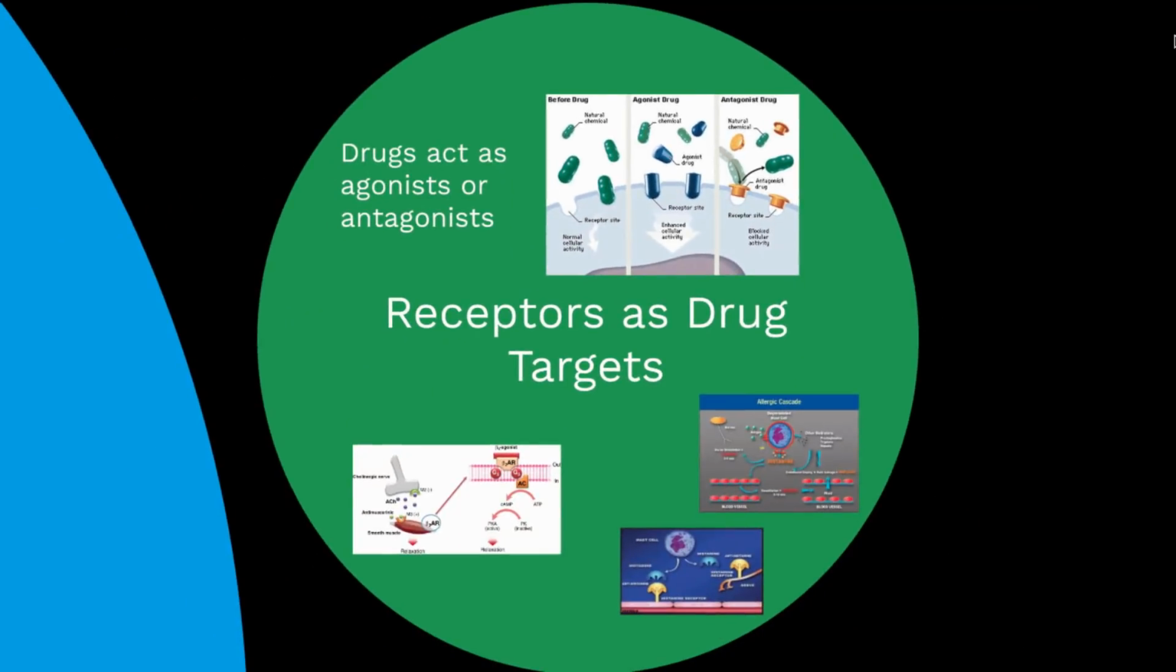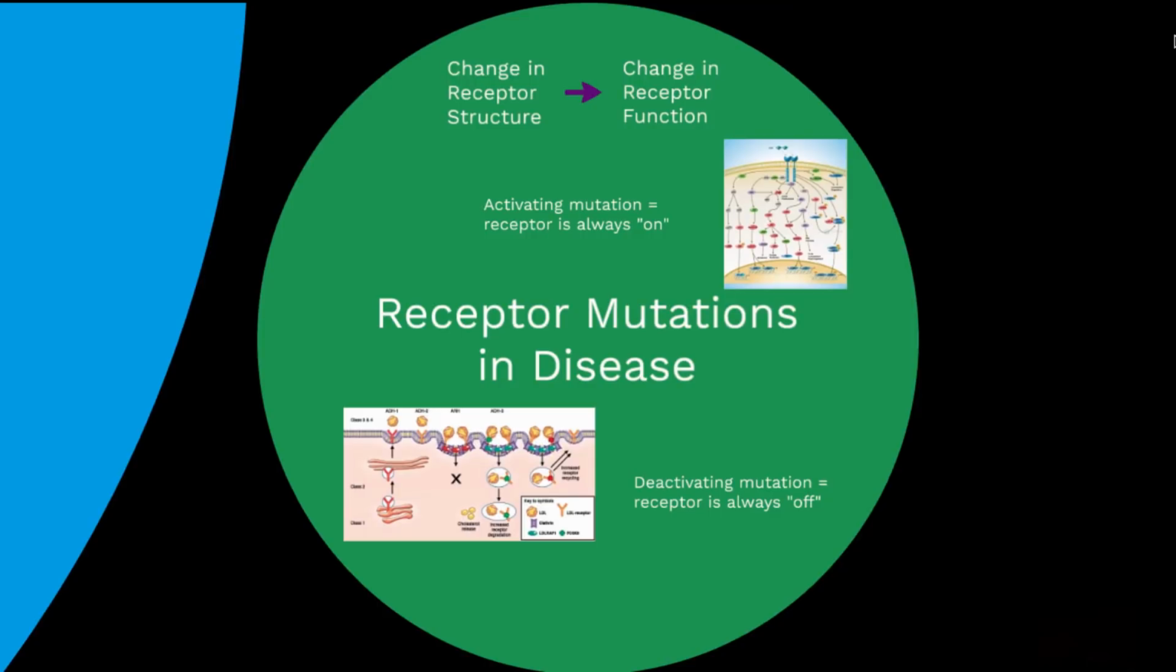Okay, one more very important aspect of receptors is to remember that since these are proteins, they have the potential to have a mutation. Okay, remember, a change in the genetic sequence could potentially lead to a change in the receptor function.